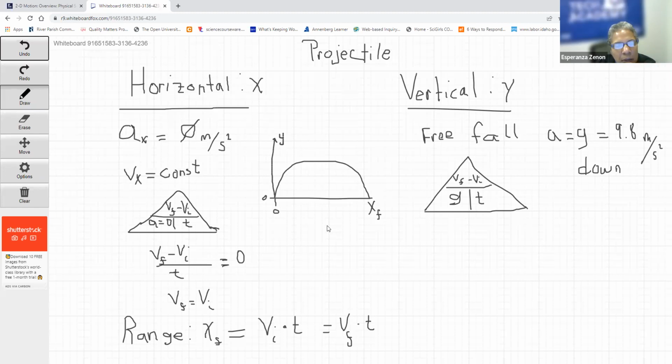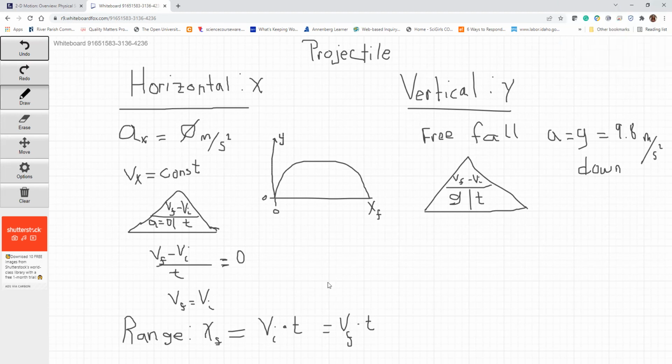All right. So this up and down kind of motion is being controlled vertically by free fall, and the outward motion is stuck on cruise control. Does that make sense to everybody?